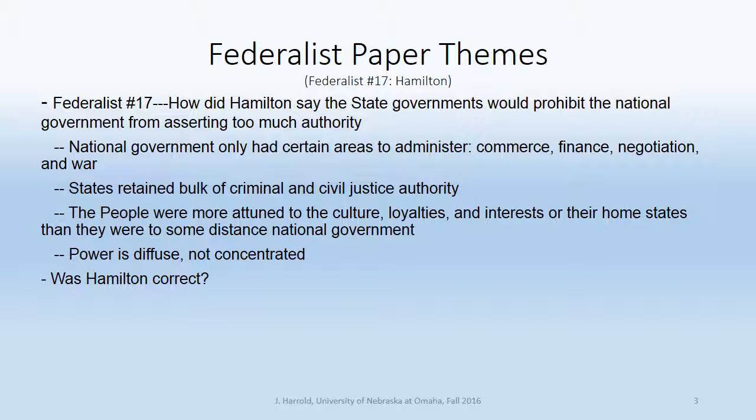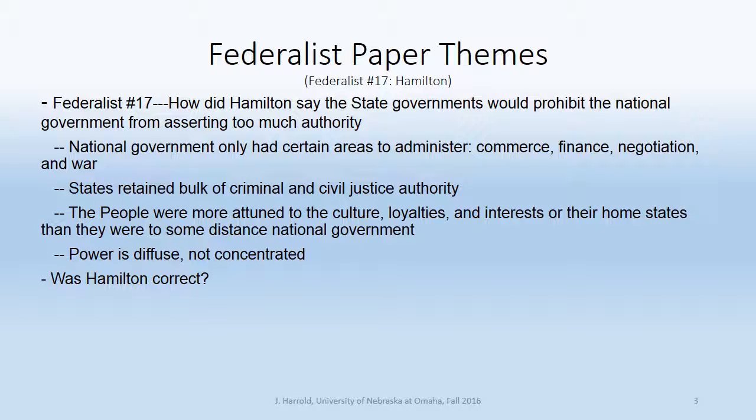So the national government was supposed to regulate interstate commerce. It was supposed to regulate finance, meaning that there wasn't a central bank for some years, even though Hamilton would have favored one. But currency, there was to be common currency. The central government was to be the negotiating arm of the government. That is, it was to negotiate treaties. So Virginia couldn't negotiate a treaty with France.